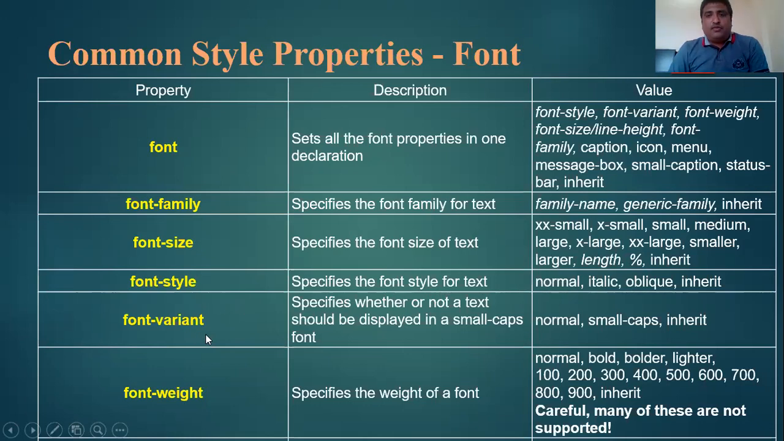Then font variant, to display the font normally in capital, uppercase, that we use. Font weight, here we specify the font weight. For example, if we want to display the text in a bolder format, lighter format, normal format, we can specify a number also. For example, 100, 200, and so on.